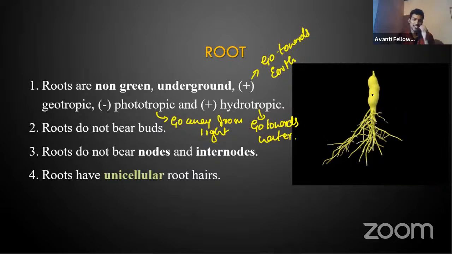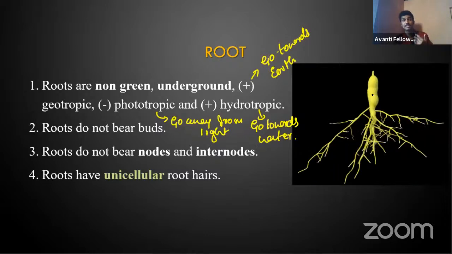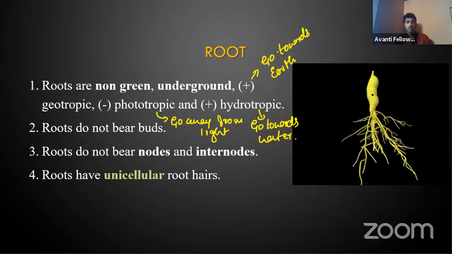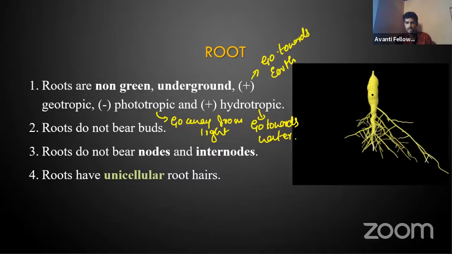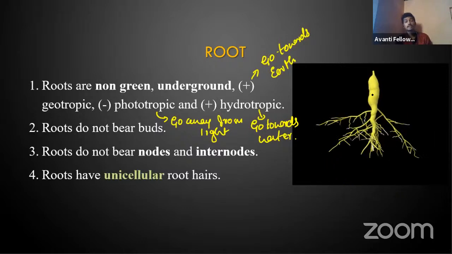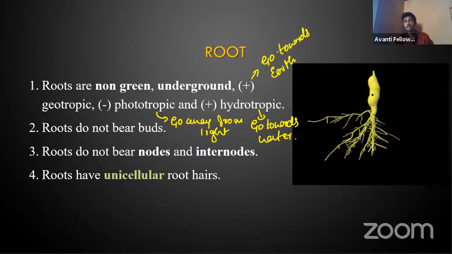So these are positively geotropic, that means they go towards the earth, and these are negatively phototropic, that means they go away from the light, and these are positively hydrotropic, that means they go towards the water. Okay, and roots do not bear any buds. You normally see buds in the plant, right? But you can't find them in the root. And roots do not bear nodes and internodes either. So you can't find nodes and internodes in here.